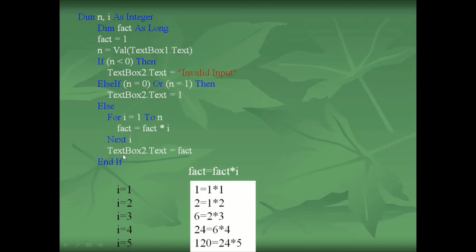It comes out of the loop where we have the statement textbox2.text is equal to fact. So the final value which we have got in the factorial is 120, which will be displayed in the second text box. So the final answer is 120. This is how we can calculate factorial by using the for statement. Now let us switch to Visual Studio and see how these programs are executed.